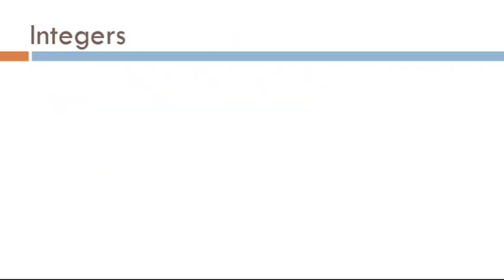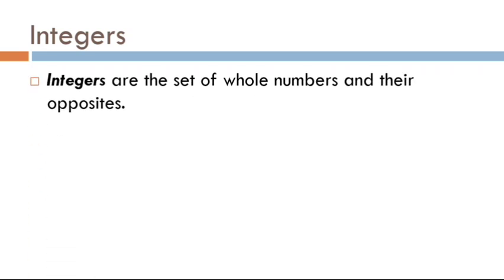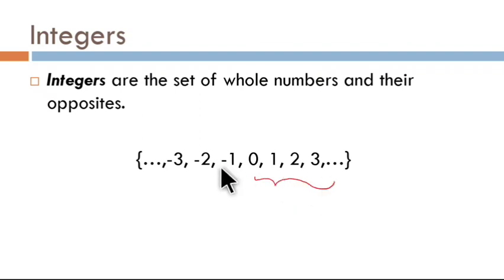Next, we are going to learn about integers. What are integers? Integers are the set of whole numbers and their opposites. See here, we have the whole number set, and here we have exactly the opposites. 1's opposite is -1, 2's opposite is -2, 3's opposite is -3. In other words, integers are the whole numbers plus the negative numbers. So integers are the set of whole numbers and the negative numbers.